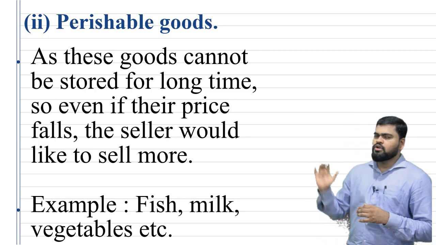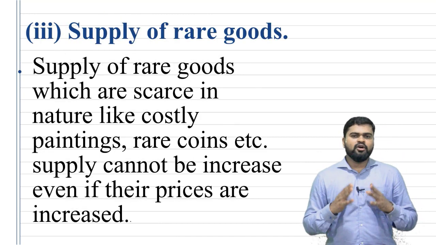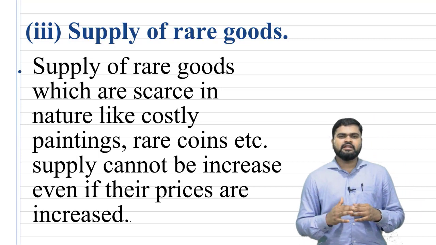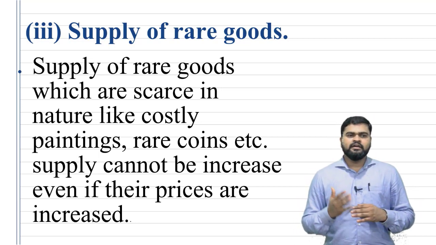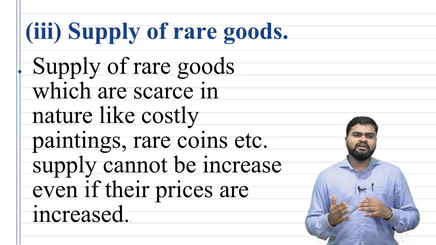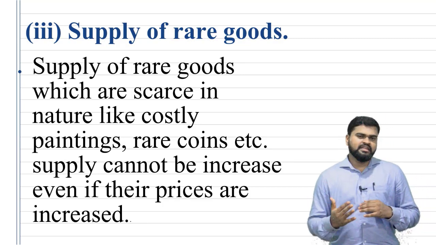The third exception to the law of supply is the supply of rare goods. Supply of rare goods which are scarce in nature, like costly paintings, rare coins, etc. Supply cannot be increased even if their prices are increased.